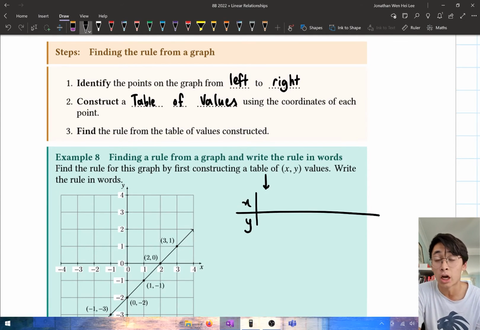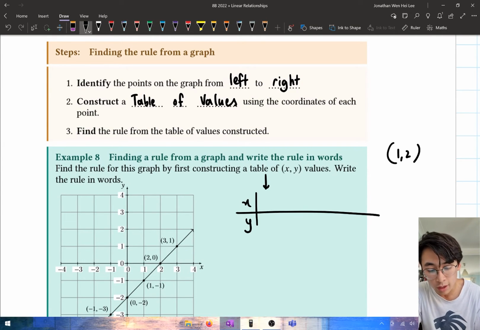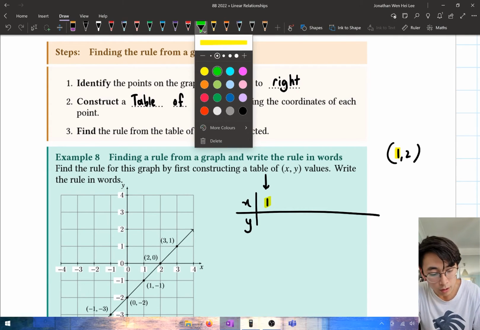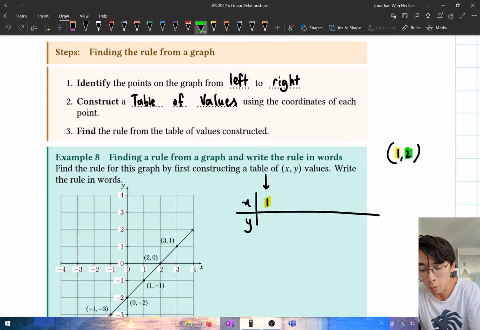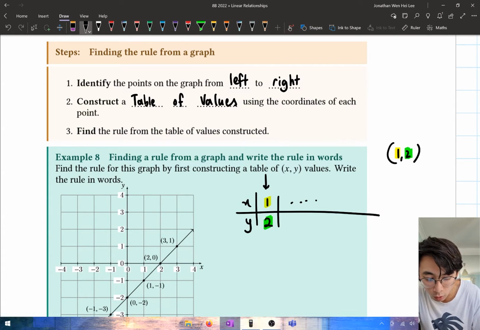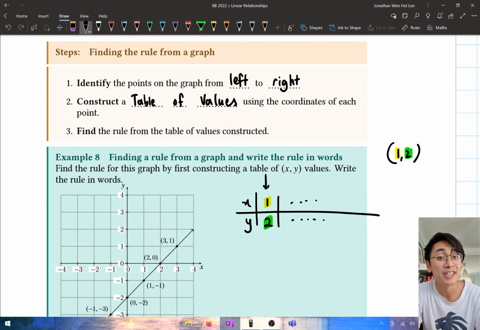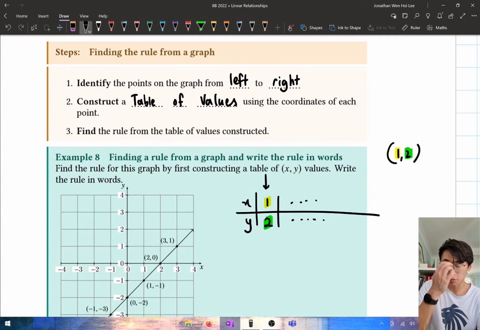So if I have a coordinate of 1, 2 that I'm going to write in my table of values, well, the x value is our first number, 1, and so I'm going to write here 1 for my x value, and then my y value is 2, and so I'm going to write in, for my y value, 2, like this. And so we fill in our table of values with all of the other coordinates on my graph. Then from there, we find the rule using this table of values.